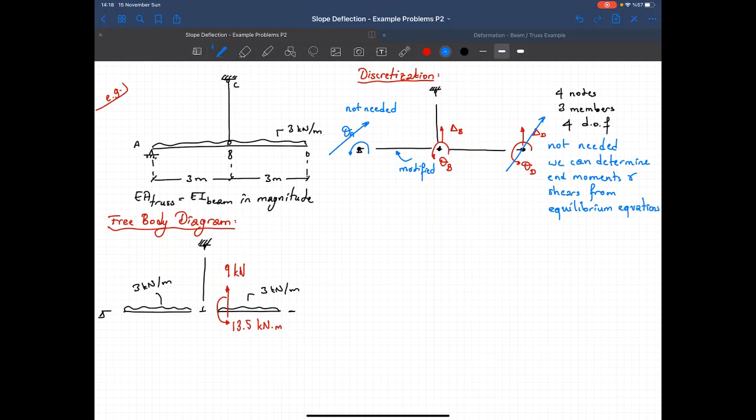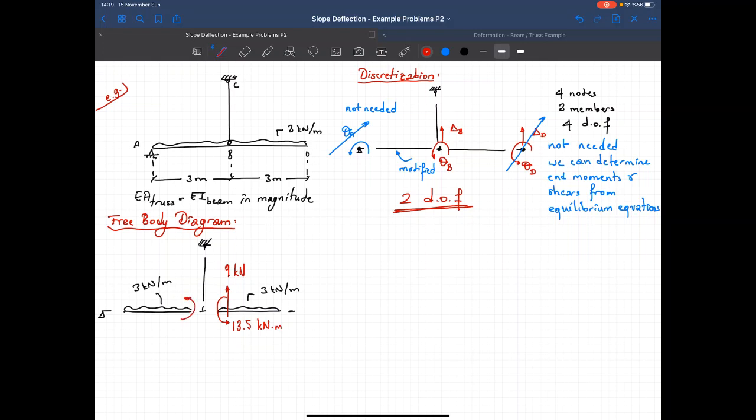And we did. It's 9 and 13.5 kilonewtons. So basically, I end up with 2 degrees of freedom. So I only need to calculate the values of theta B and delta B to analyze the structure. Once I determine the values of these two, if I want, I can calculate what this translation is and what this rotation is. But in order to fully analyze, I only need to calculate the values of these two degrees of freedom. Okay. Now let's go to member BA.